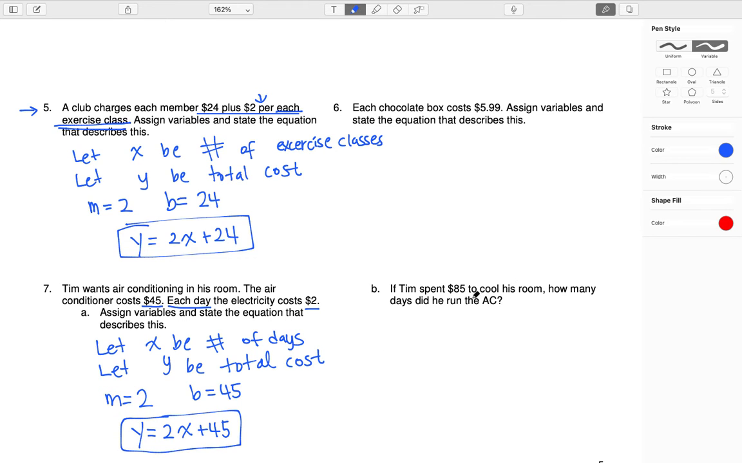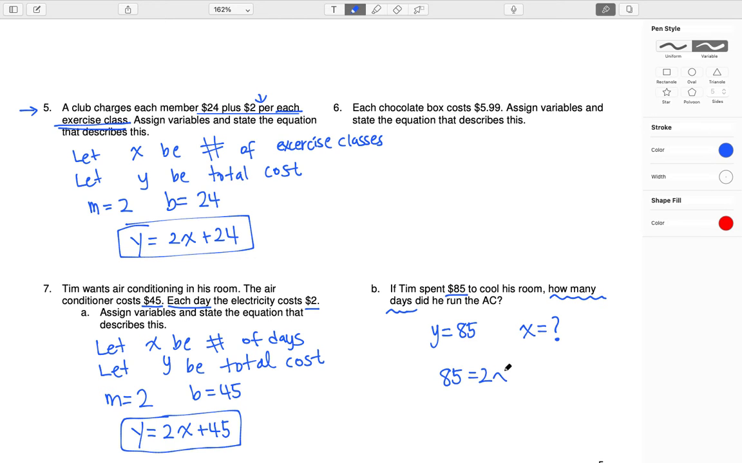Now let's take a look at letter B. It says if Tim spent $85 to cool his room, how many days did he run the AC? So we're looking for, write down what we're looking for and what we're given. We are given the cost, so y is 85. And the question is asking how many days, right? We said X is the number of days, so we're looking for X.